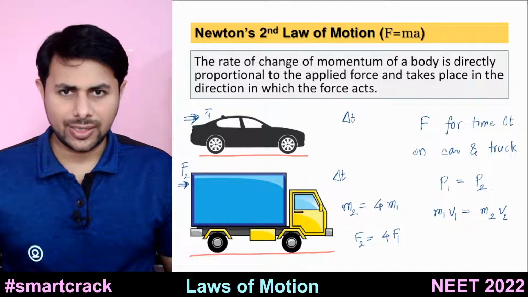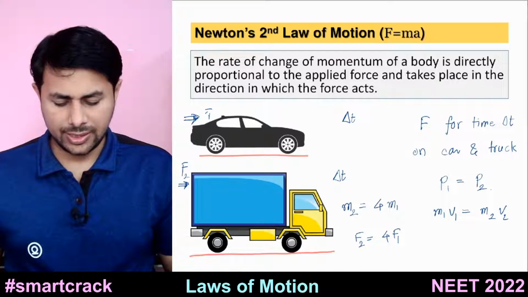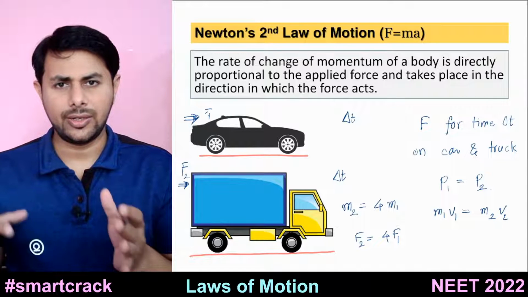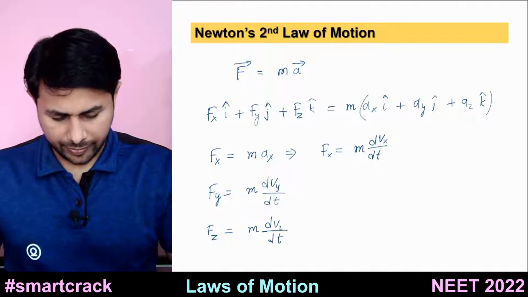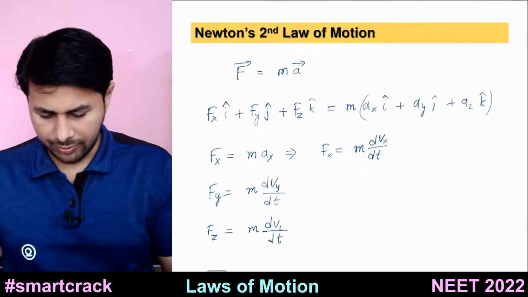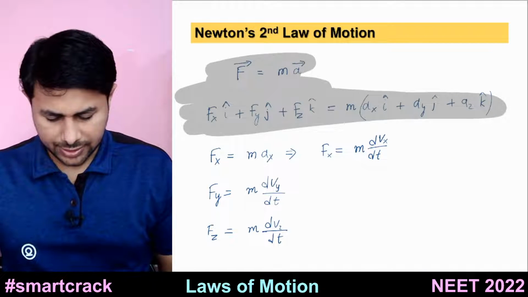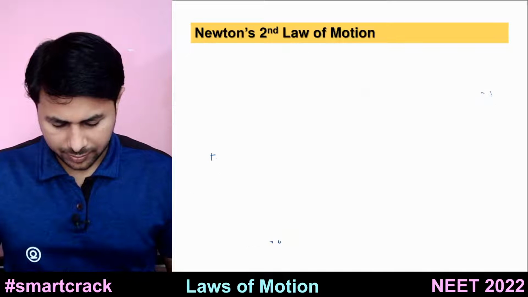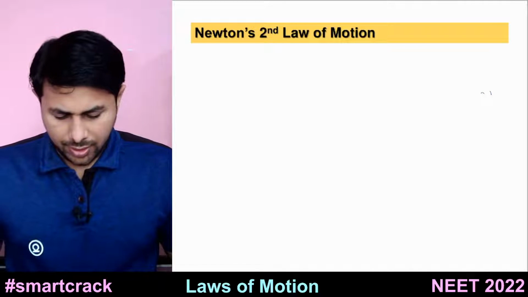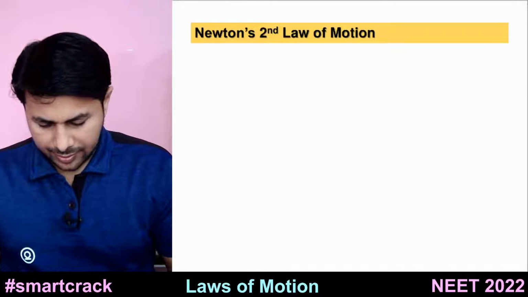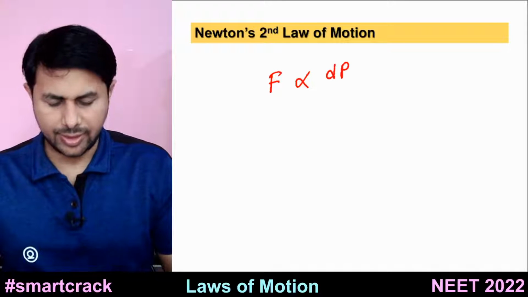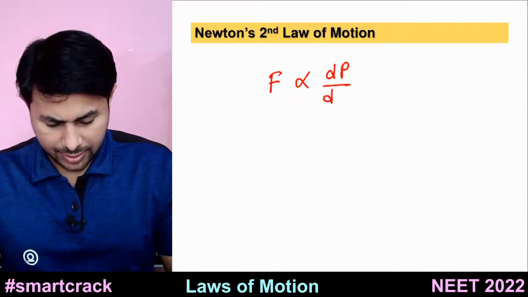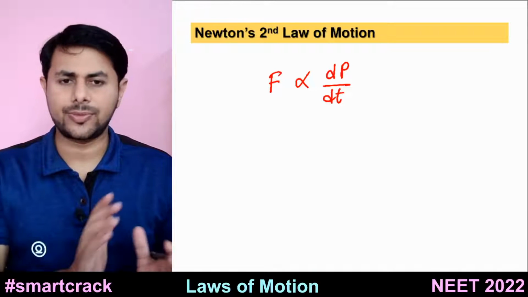So Newton's second law says that the rate of change of momentum of a body is directly proportional to the applied force and it takes place in the direction of the applied force. Okay, I will just erase this and I will write Newton's second law over here. So Newton's second law says that the force brings out change in momentum in a body. So force is directly proportional to the rate of change of momentum.